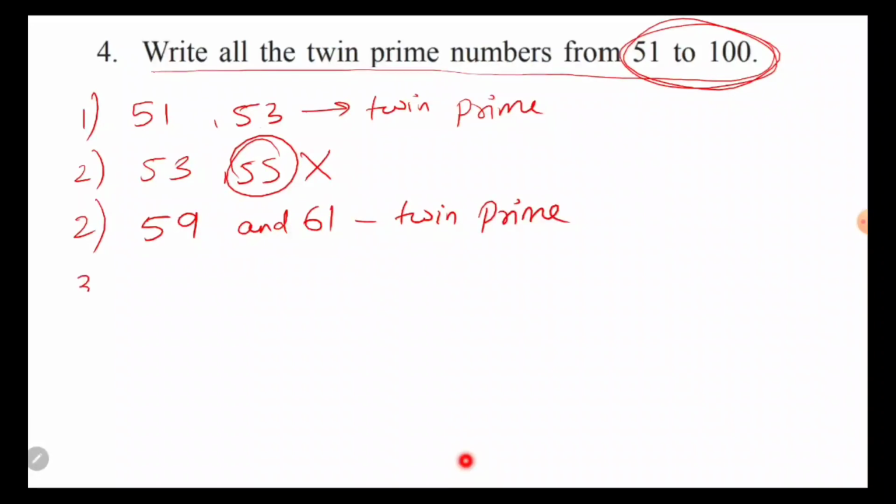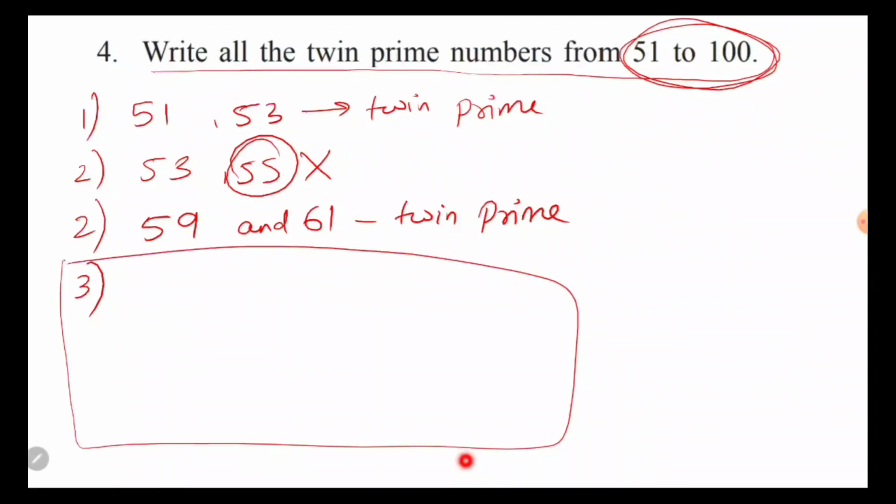Okay, third one will be what? Now 60 is not a prime number, 61 is a prime number but 63 is not a prime number. Okay, 63 जो है वो 3 के table में जाएगा. Then 64 is again not a prime number, 65 is again not a prime number, 66 is not a prime number, 67 जो है वो prime number है but 67 के बाद 69 is not a prime number, so again that will not be twin prime numbers. Okay, so this is how you will be finding all the twin prime numbers from 51 to 100. This will be your homework.